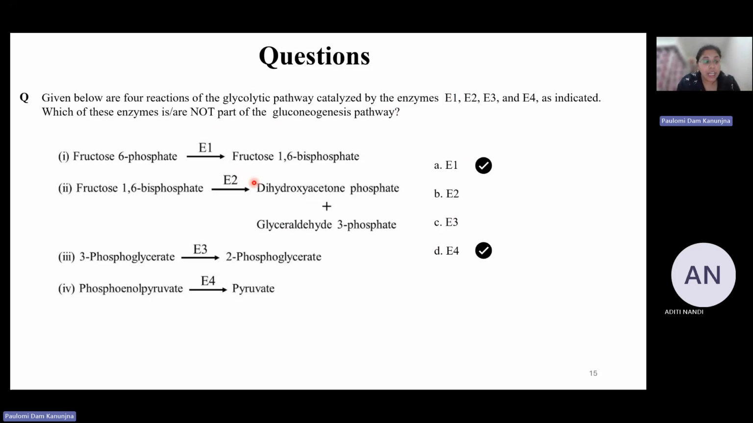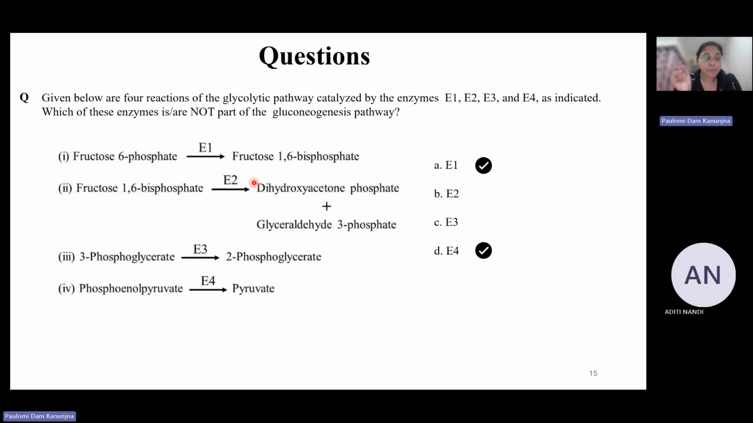So that's why E1. Now the second one, which is fructose 1,6 bisphosphate to DHAP and glyceraldehyde 3 phosphate, as you remember, is by aldolase, and this is a reversible reaction, because they are constantly breaking and basically these two, DHAP and glyceraldehyde 3 phosphate, are coming together to form fructose 1,6 bisphosphate. So this is part of gluconeogenesis. Third one, 3 phosphoglycerate to 2 phosphoglycerate, is again a reversible step. It's towards the payoff stage, with the enzyme phosphoglycerate mutase, and that's also part of gluconeogenesis because this is also reversible.